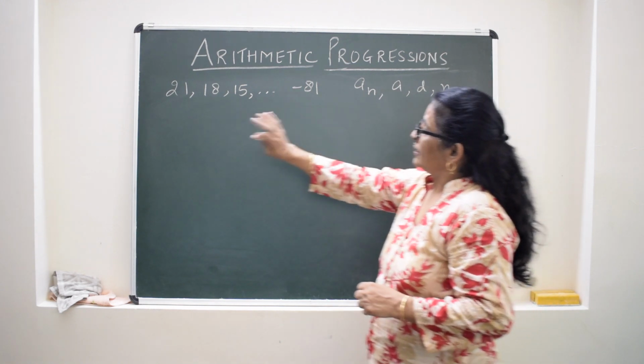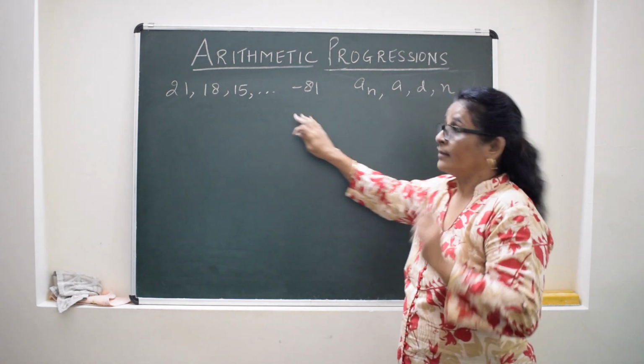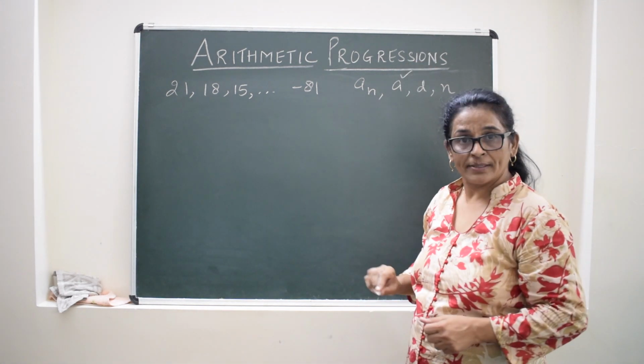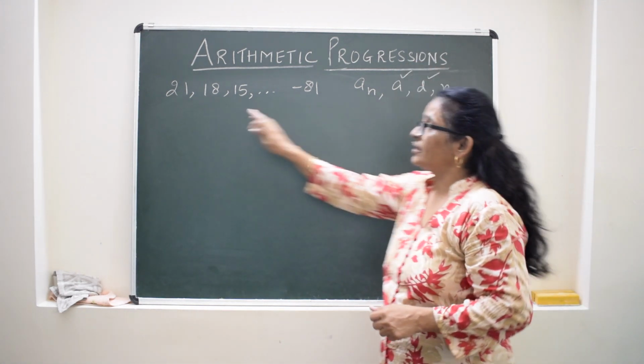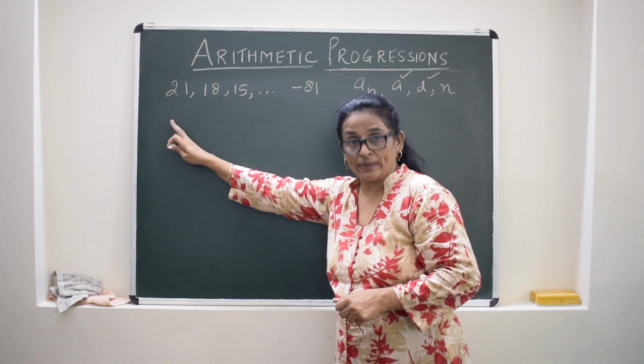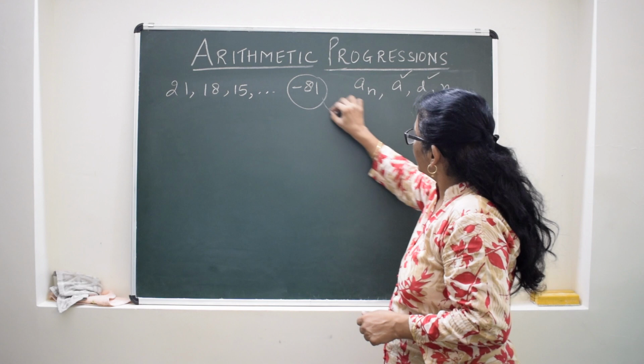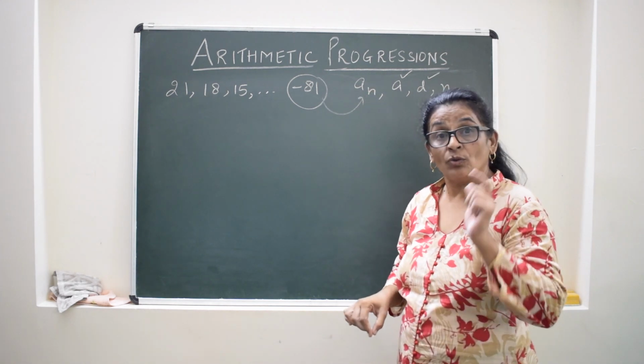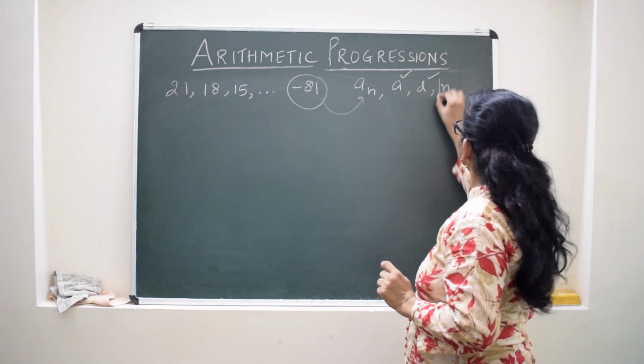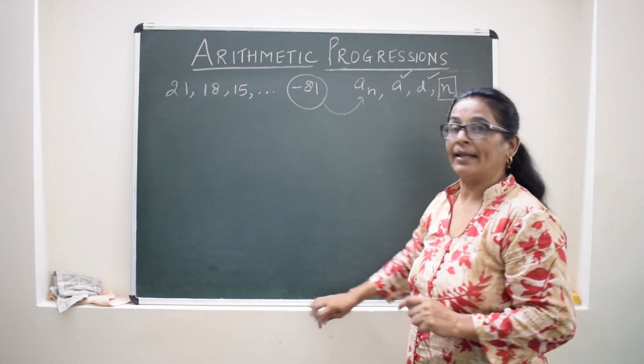In this question, let me discuss what all is given. First term is given. D we can calculate because A2 minus A1 will give us D. And this term we will say is nth term. So what is asked? Asked is this N.